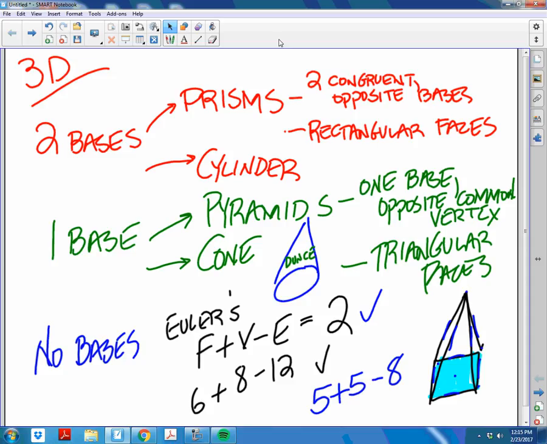Half a sphere still has a base, right? No, it does not. It's not called a base. I promise it's not called a base.